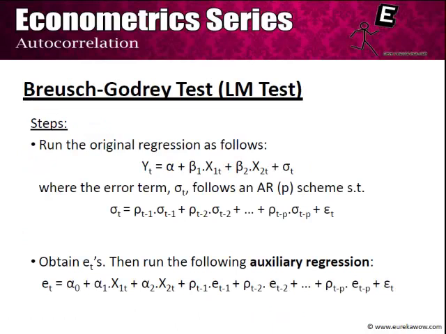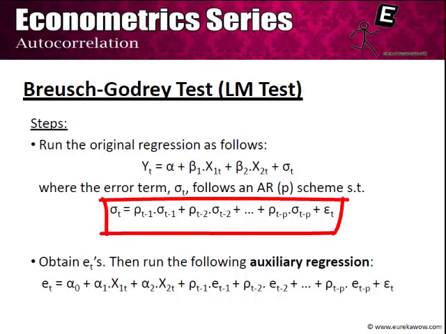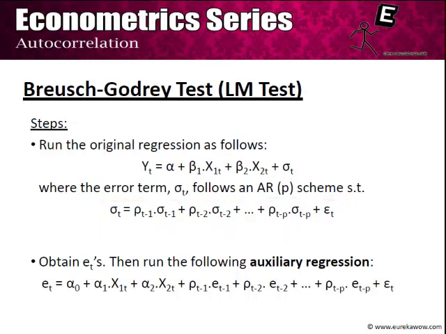We now turn to a very general test which is known as the Breusch-Godfrey test or the LM test. We can handle any kind of functional form for sigma t. That is, we can follow any AR(p) scheme, such as sigma t being a function of sigma t minus 1, sigma t minus 2 all the way up to sigma t minus p.